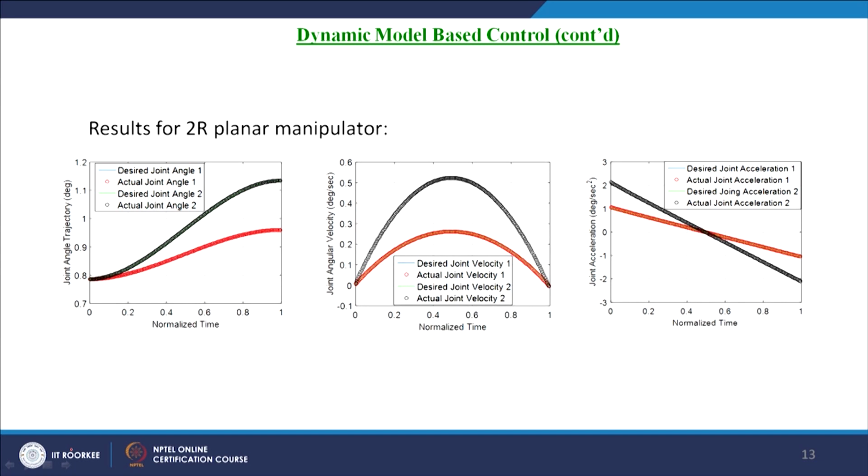And we have simulated this for a 2-link revolute planar manipulator with this model based control scheme for the given desired joint trajectories of the two joints. So, from the control law we have obtained that the desired joint trajectories have been exactly matched by the control scheme involving the dynamic model. Figure 1 shows the joint angular trajectory matching, figure 2 shows the joint velocity trajectory matching, and finally, figure 3 shows the joint acceleration trajectory matching.